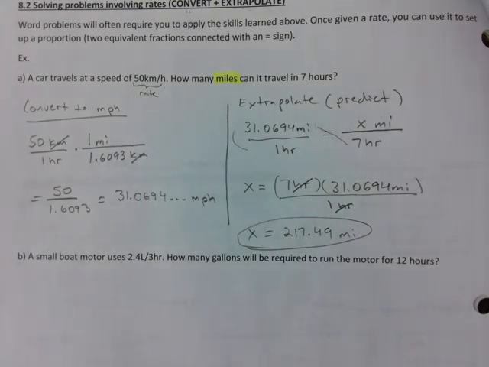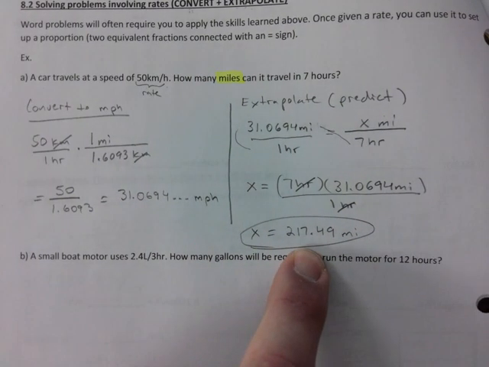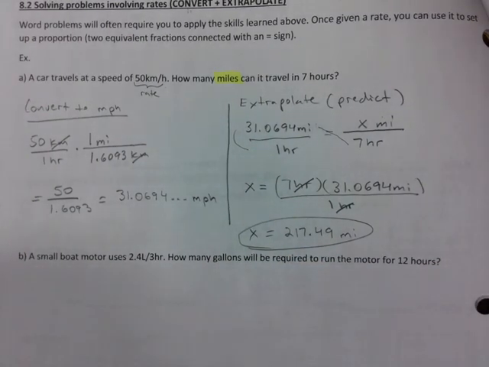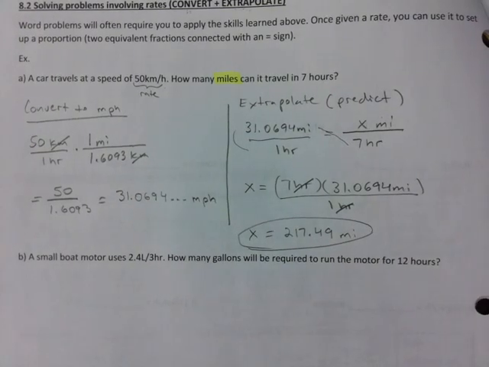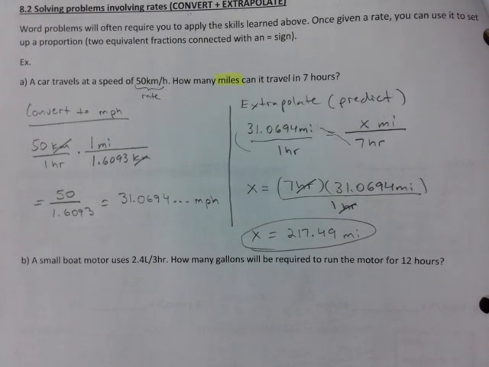You could have first done the proportion. I'm telling you already, you would have come up with 350 kilometers, 7 hours times 50, right? And then you convert, you still come up with the same answer. So it doesn't really matter. Sometimes you'll prefer one over the other.